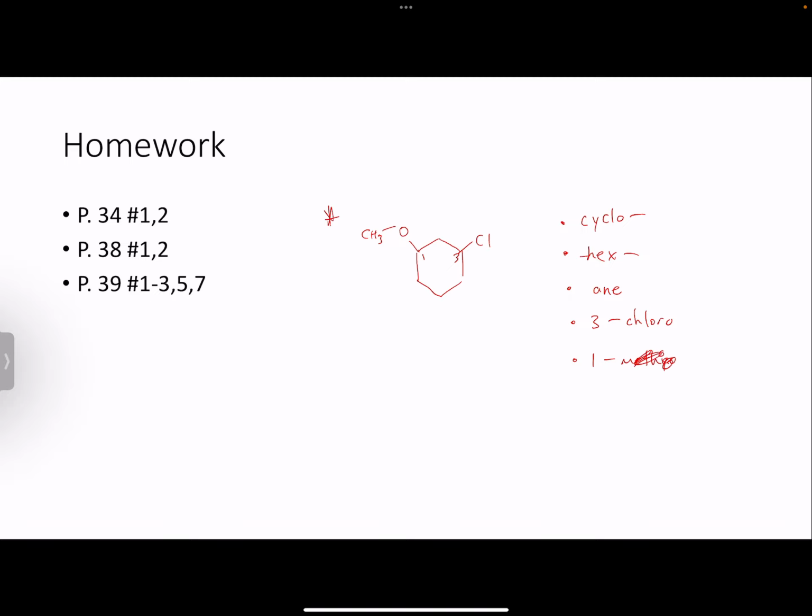Just fix up that name here. Methoxy. So a group attached to the oxygen is the oxy side chain. So when we put this all together, I'm going to start with it in alphabetical order. 3-chloro-1-methoxy. And then we go right into cyclo. There's no number, so no dash. Cyclohexane. If there was a double bond somewhere, if we wanted a variation, this would change here.